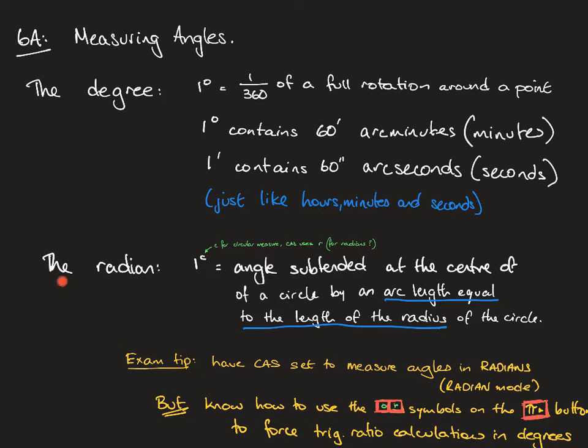So the radian, which has a little symbol C at the top, which means circular measure. Maybe your CAS will use R, which possibly could be for radians, but it's actually the angle that's subtended at the centre of a circle by an arc length equal to the length of the radius of the circle. So let's have a look at that.